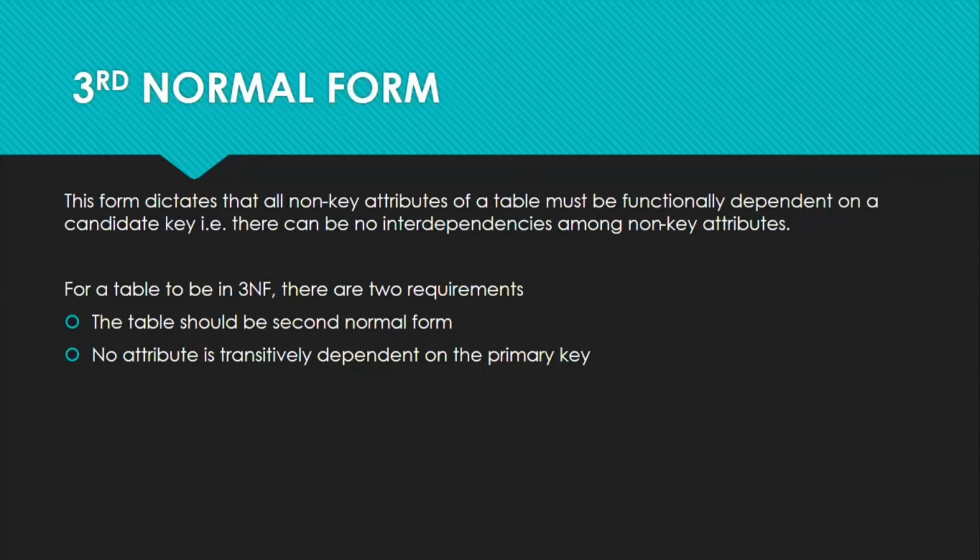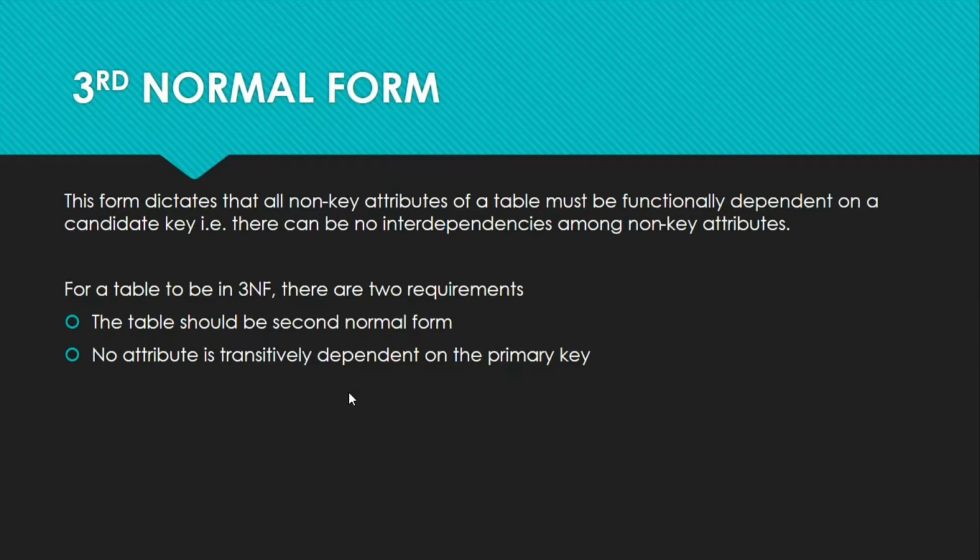This form dictates that all non-key attributes of a table must be functionally dependent on a candidate key. There can be no interdependency among non-key attributes. For a table to be in 3NF, there are two requirements. The table should be in second normal form, and no attribute is transitively dependent on the primary key. Now we will see that in the example.